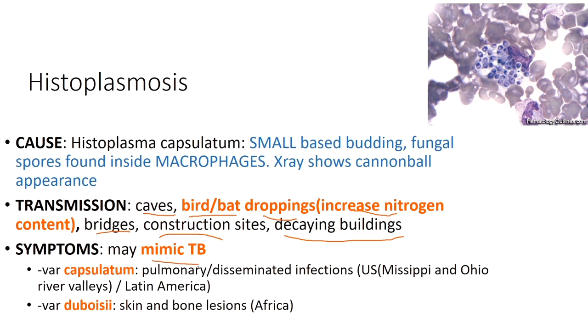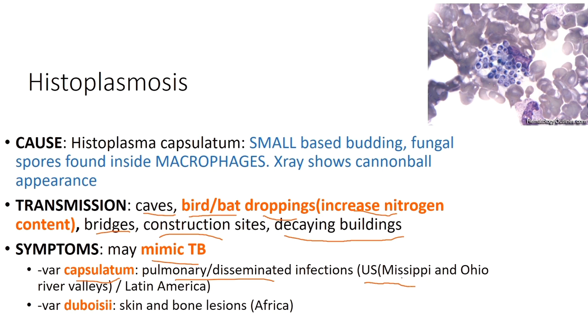Symptoms: it mimics tuberculosis. It's a long, slow progression, with fevers, chills, night sweats, and even a little bit of weight loss. The capsulatum-specific one can cause pulmonary and disseminated infections, especially in HIV patients. And we're going to get that in the United States, in your Mississippi.